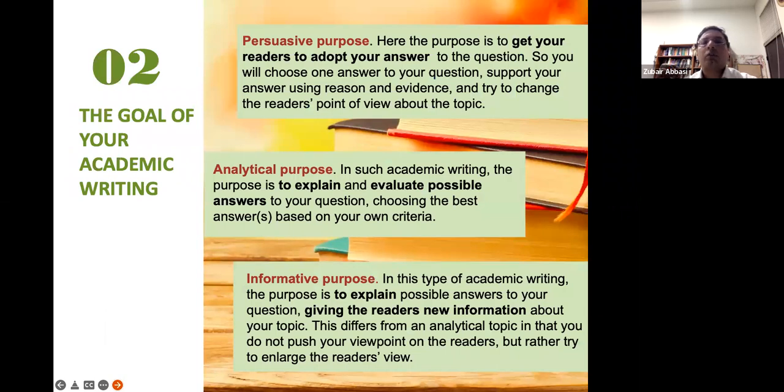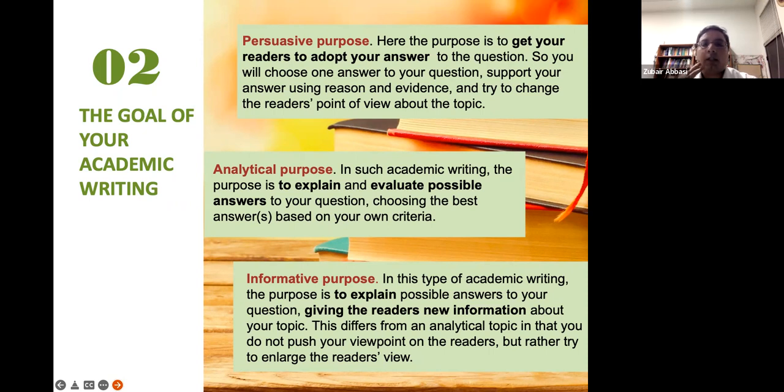So what are the goals of academic writing? There could be multiple goals. It could be persuasive. You want to change the views of your readers. So the purpose is to change their view. You want to provide them information, you want to provide them arguments, and your purpose is that you want to persuade them to change their view. And you can do it with the help of your argument, with the help of reason or evidence.